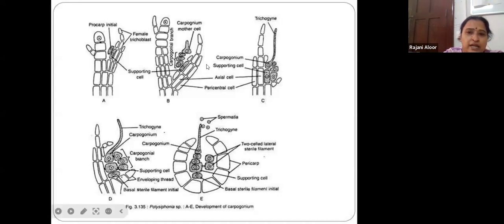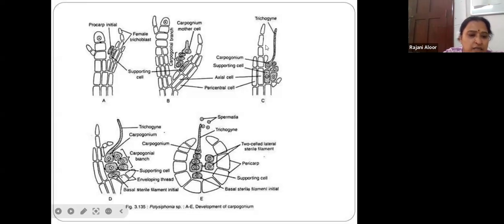Above is the upper elongated neck-like region, and this part is called the trichogyne. The basal portion and these 3 cells form the upper portion of the cell. In another carpogonium, this cell is called the trichogyne.